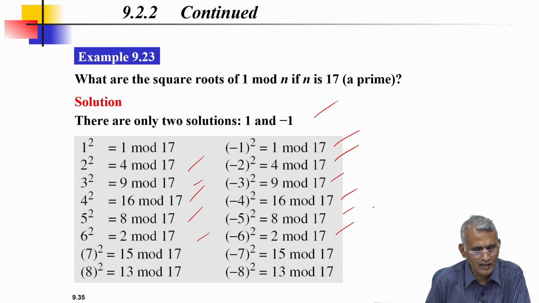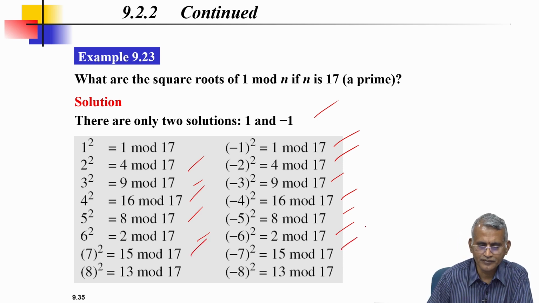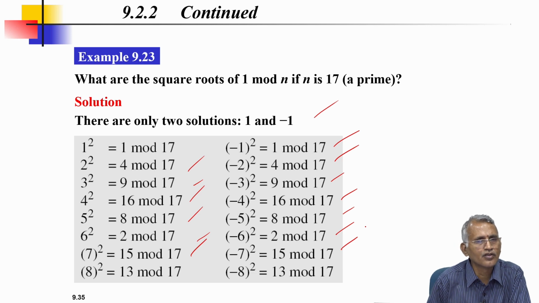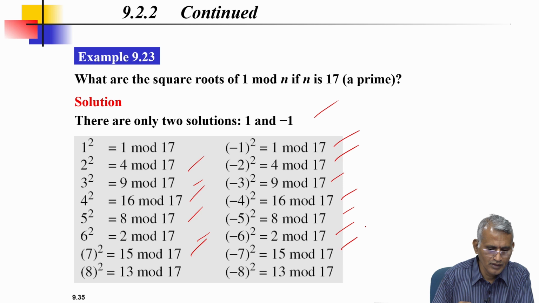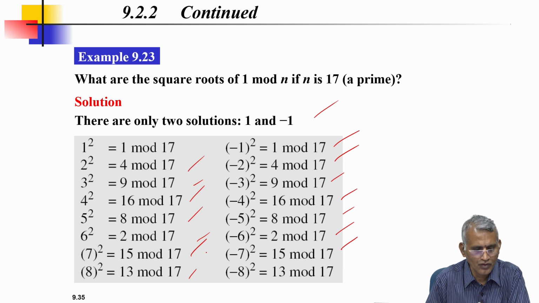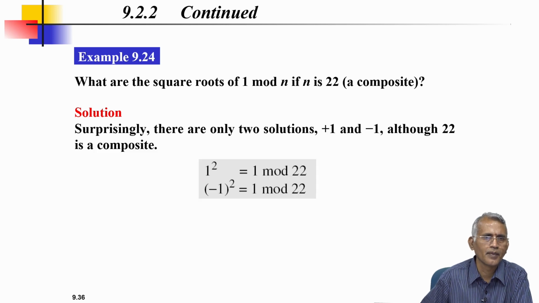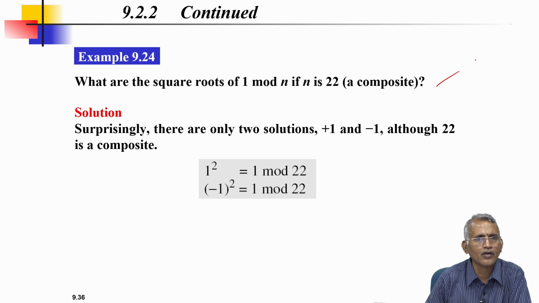7 square is 49 under modulo 17, the remainder is 15. The same way, minus 7 whole square under modulo 17 is 15, and 8 square is 64 divided by 17, which under modulo 17 is remainder 13. So, this way we can calculate the square roots of 1 modulo n if n is 17. What are the square roots of 1 under modulo n if n is 22, a composite? Surprisingly, there are only 2 solutions, because 1 square equals 1 under modulo 2 and minus 1 whole square equals 1 under modulo 2, because 22 is a composite.